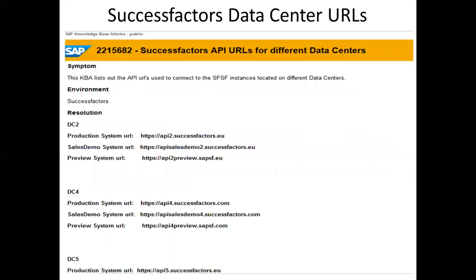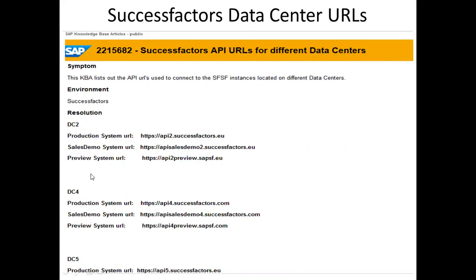Let's see that. Okay, so this is the note number and the generic note available to know the SuccessFactors API URLs for different data centers. So DC2, DC4, DC5, and henceforth, these are the identifiers for the data centers. Now, under every data center identifier, you would see there are 3 categories: production, sales demo, preview.